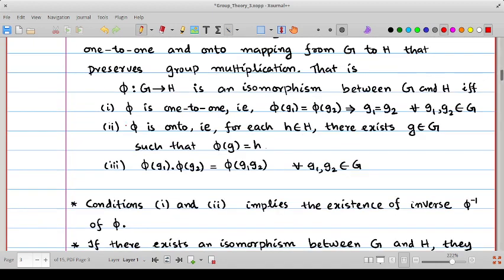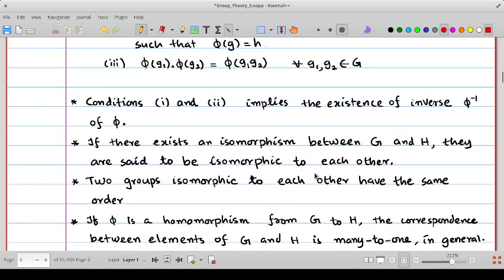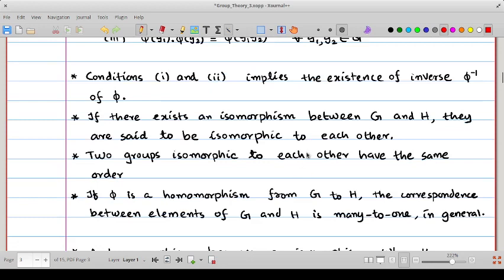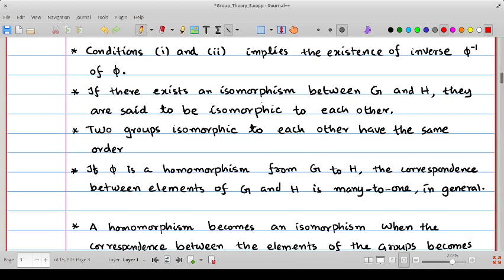Now these two conditions, that phi is a one-to-one and onto map, make sure that the inverse map from group H to G exists. So phi inverse exists. If there exists an isomorphism between two groups G and H, these groups are said to be isomorphic to each other.